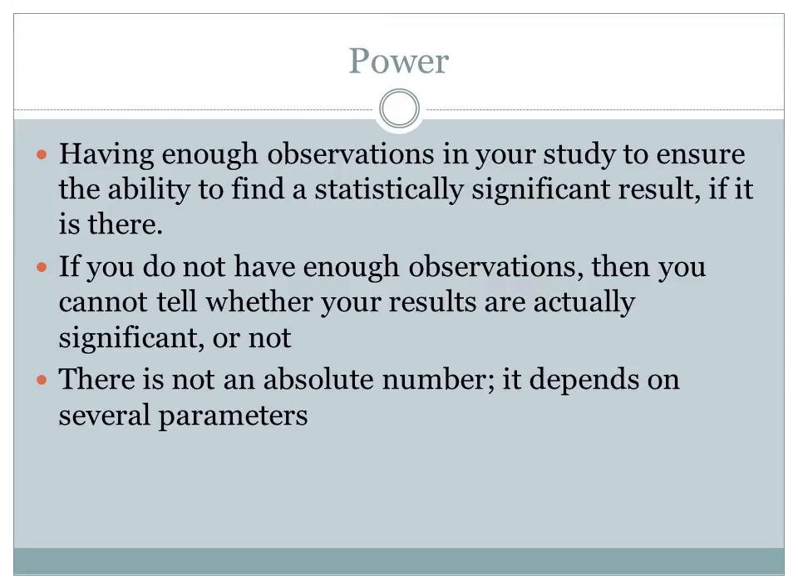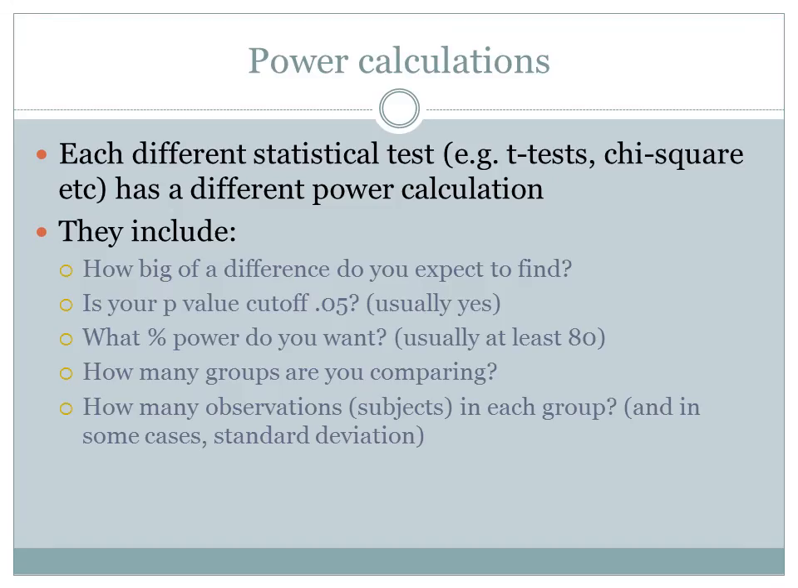Having said that, there's not an absolute number for power. It depends on what you're trying to find. It depends on several parameters that have to do with your study, and we'll talk about that in a minute. So it's not like you can say, well, if you don't have at least 100 patients in the study, it doesn't have enough power. It sort of depends on what you're trying to show.